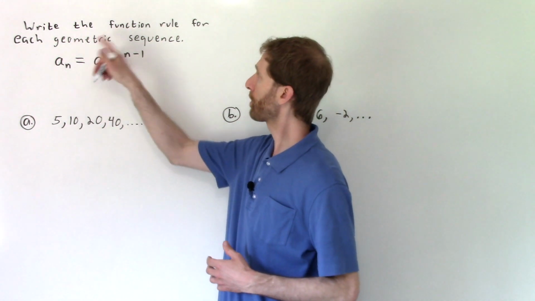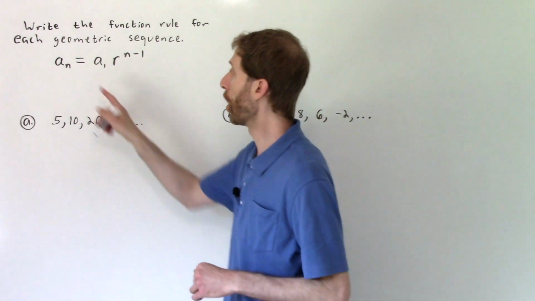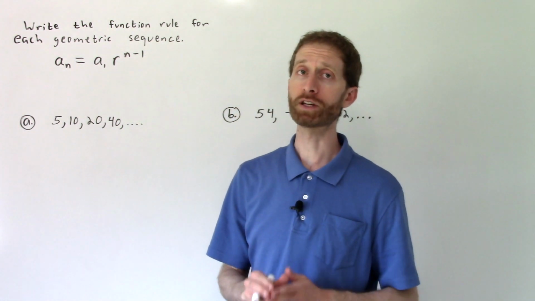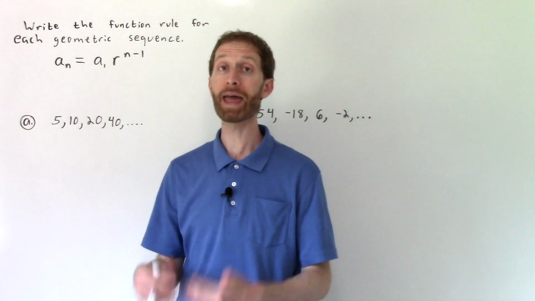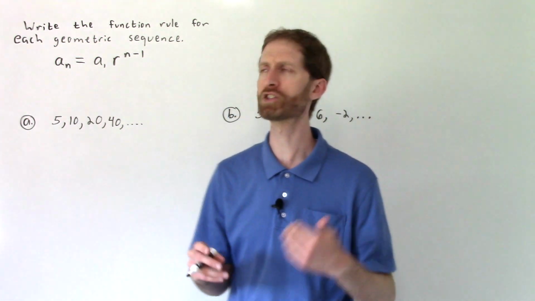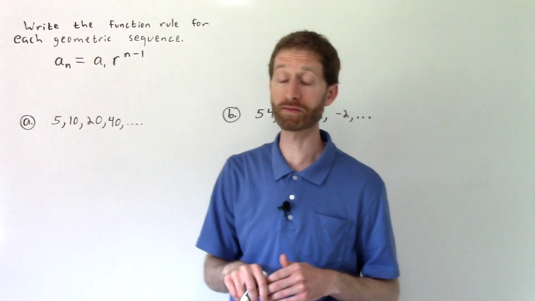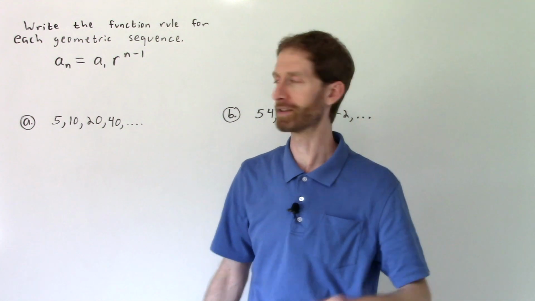So the instructions say write the function rule for each geometric sequence. Now I'm just giving you the overall general rule for it. If you haven't already watched it, check back in chapter 5 for the general rule for an arithmetic sequence, so you can see where these terms a sub n and a sub 1 come from. Otherwise, if this is the first time you're watching this, you might be looking at that like, what are these things?